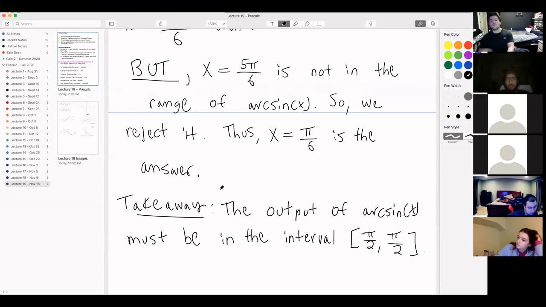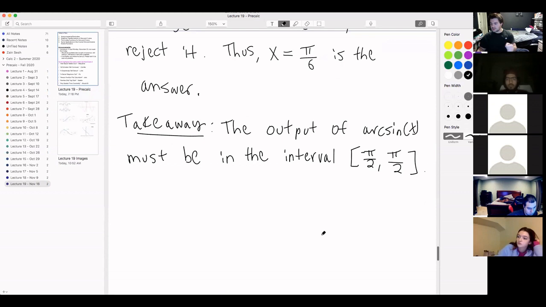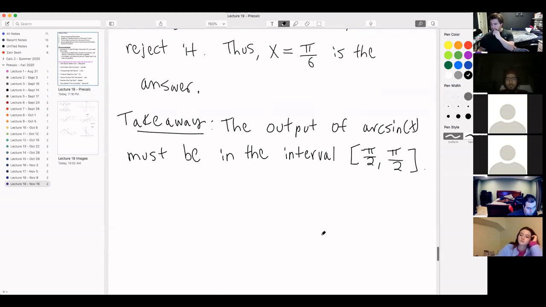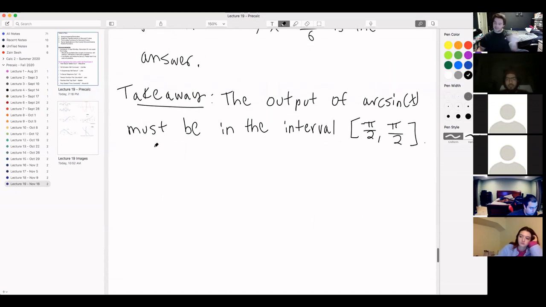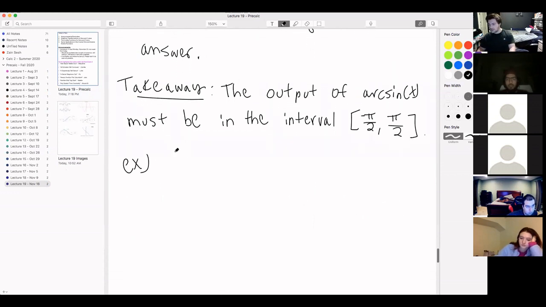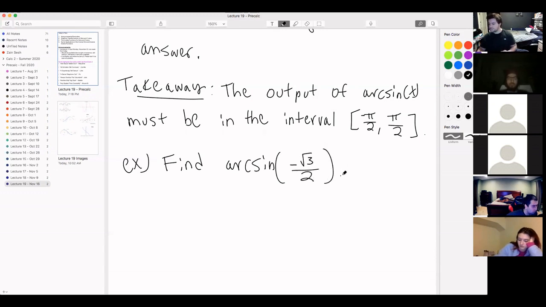All right, so let's do one more to kind of hit this home. I have another arcsine example, and then my third one is arc cosine. So another one: find arcsine of negative square root of 3 over 2.